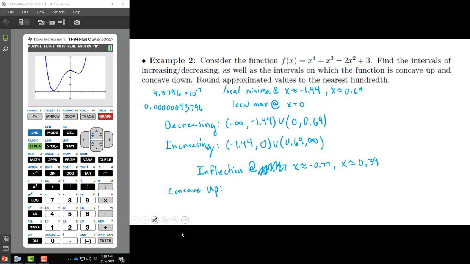Concave up, well, looks like from -infinity to this inflection point, and that inflection point we decided was at -0.77. So -infinity to -0.77. All right, and then it's also concave up over here at this inflection point onto infinity. So we'll say from 0.39 to infinity.